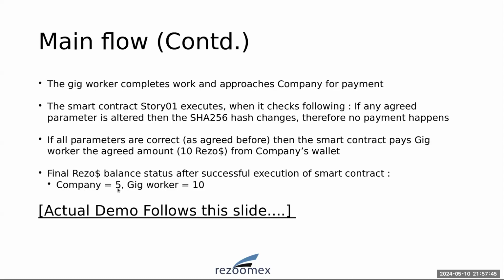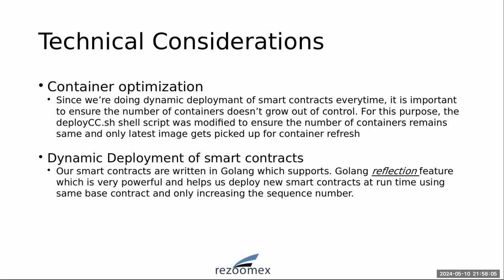15 rezo, which now gets reduced to 5 because it has paid 10 to the gig worker, and the gig worker's balance is now 10. Okay. So yeah, after this I will stop this PPT presentation and go to the workshop. There is one final slide which I'll explain after we are done.